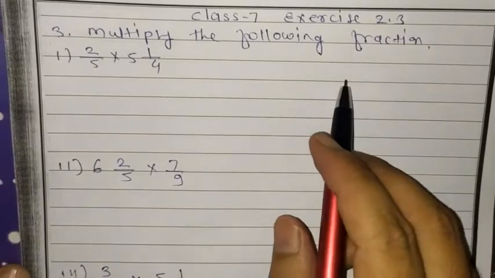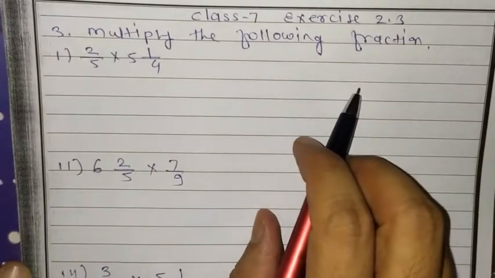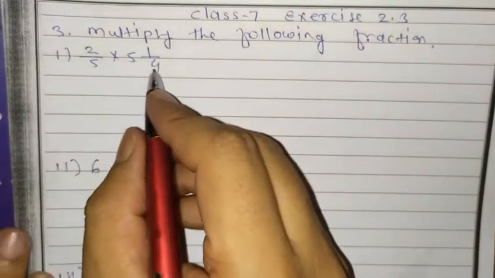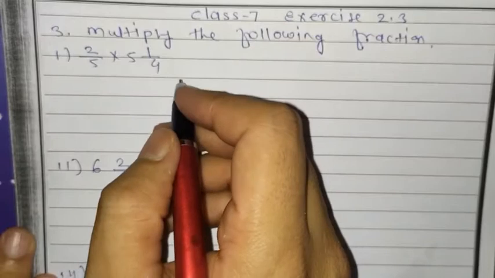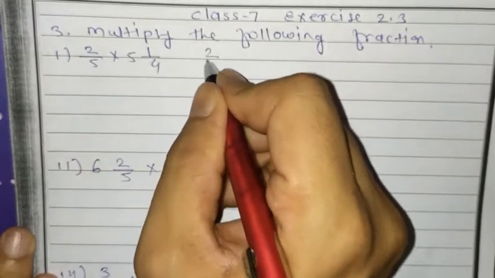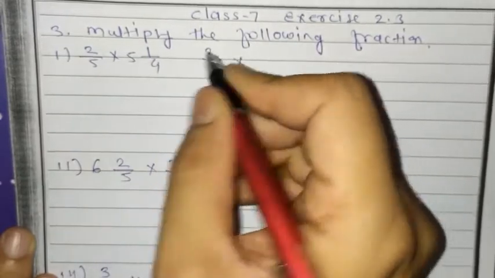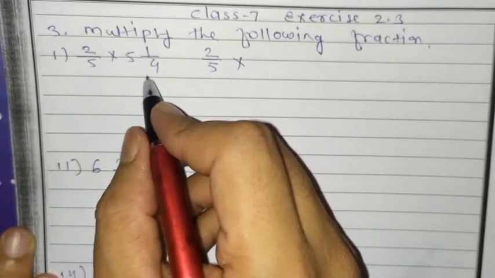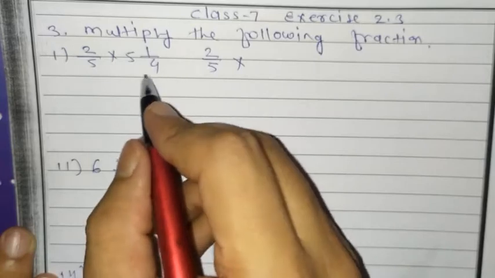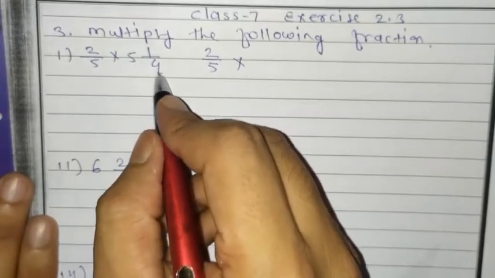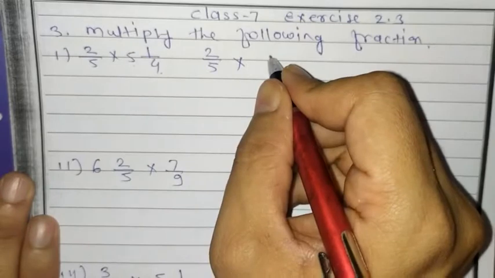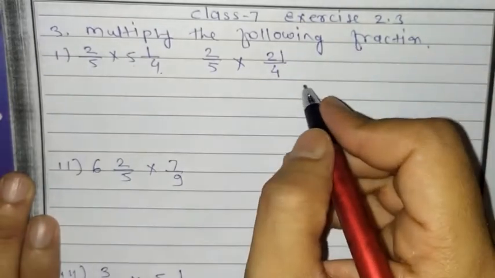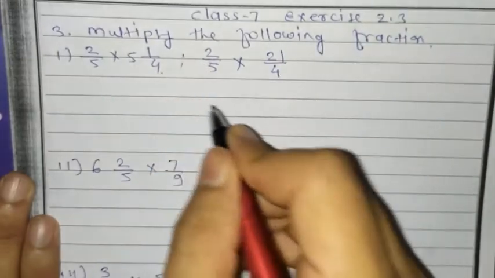Hello student, in class 7 exercise 2.3 question number 3, multiply the following fractions. Here two fractions have been given, you have to do their multiplication. 2 upon 5 is a proper fraction, 5 1 upon 4 is a mixed fraction. So convert it into an improper fraction. 5 into 4 is 20 and 20 plus 1 is 21. So it is 21 upon 4 and then you have to do their multiplication.